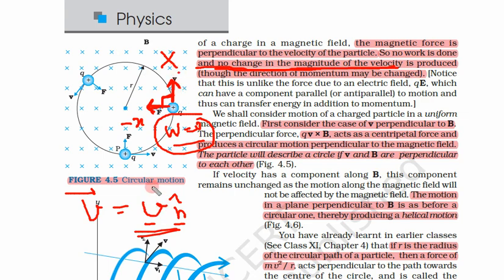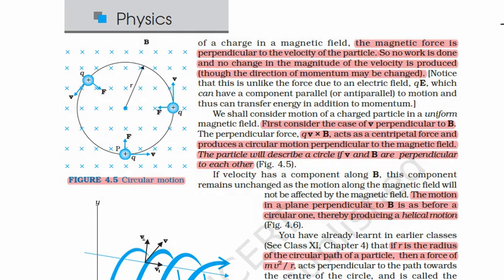Speed will remain the same, v, only the direction will change. So there is no change in velocity magnitude, no work is done, though the direction of momentum may be changed. That means the direction is changing. So what did this magnetic field do? Magnetic field is in this direction, velocity is in this direction, and force is in this direction, and it starts moving in this way, in a circular path.